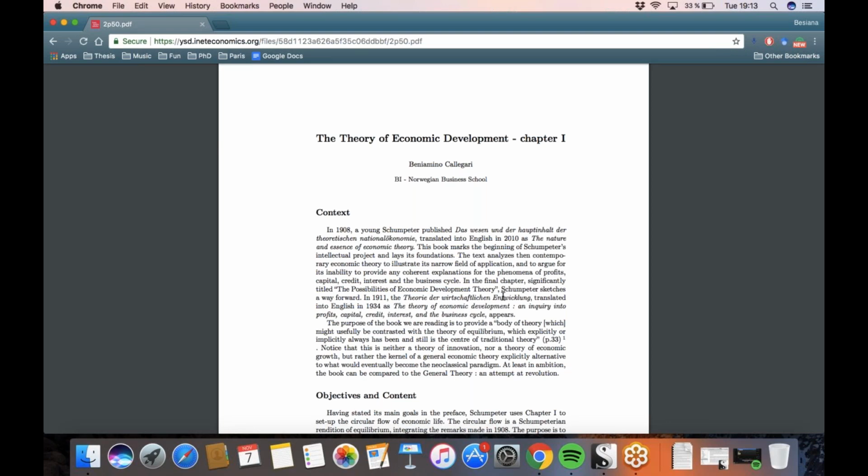Very good. Can anyone put the link in the chat? The link to the notes? They are already there at the beginning of the chat, but we can put them again. There you go.